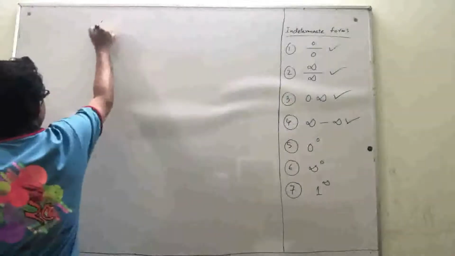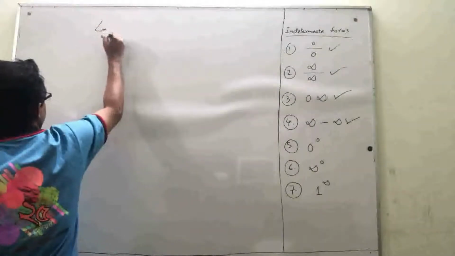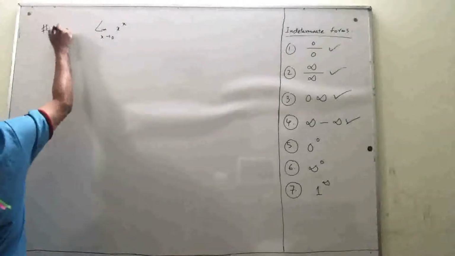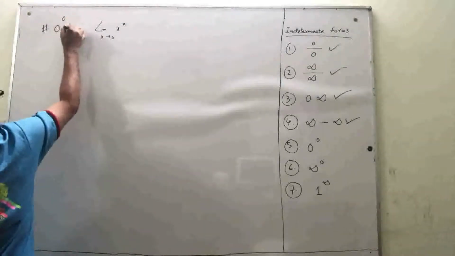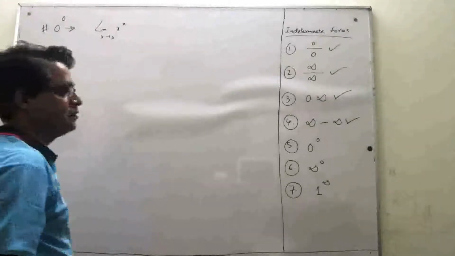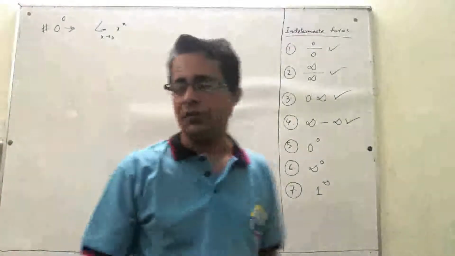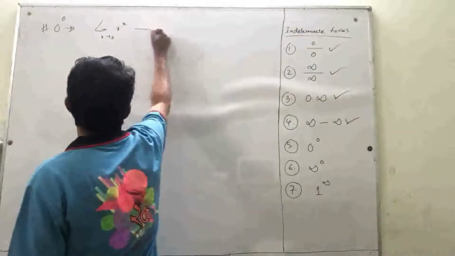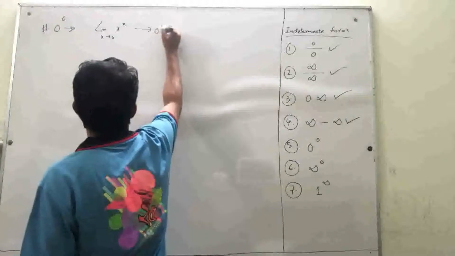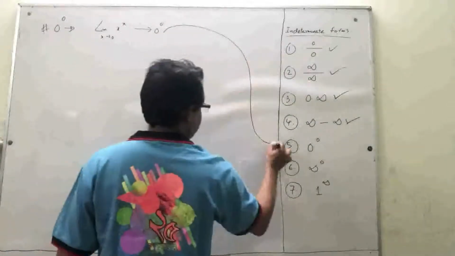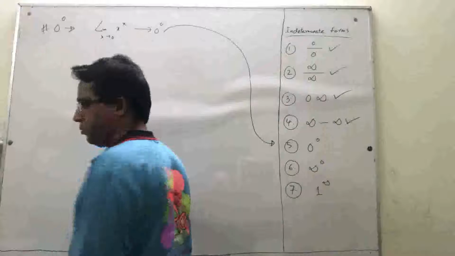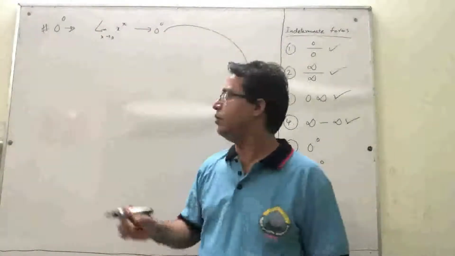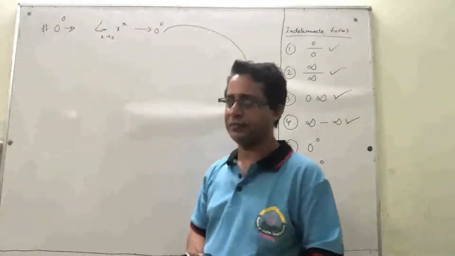Limit x tends to 0, x to the power x. Dear student, we are discussing the 0 to the power 0 indeterminate form. So at x equal to 0, the functional value of the given function, when x tends to 0, base 0, power 0, is an indeterminate form. Now we have to remove this indeterminate form from this limit.